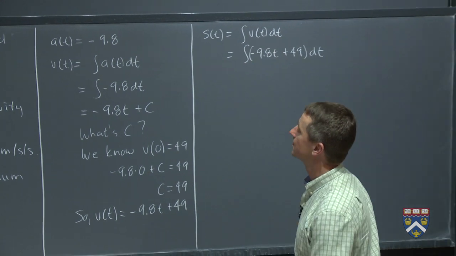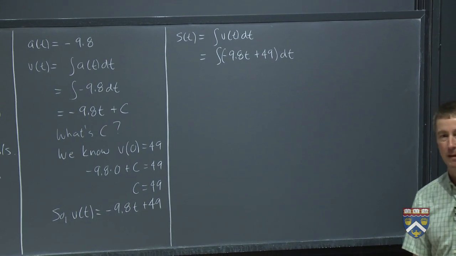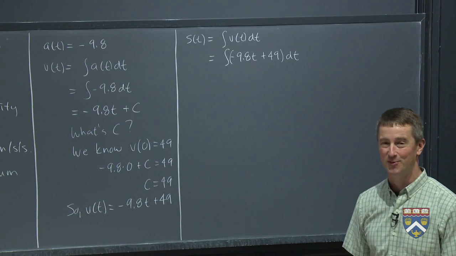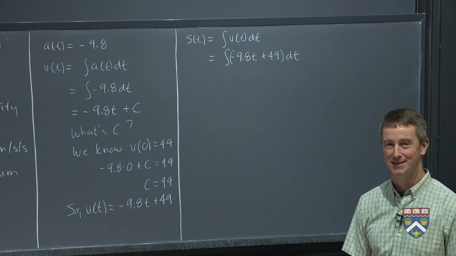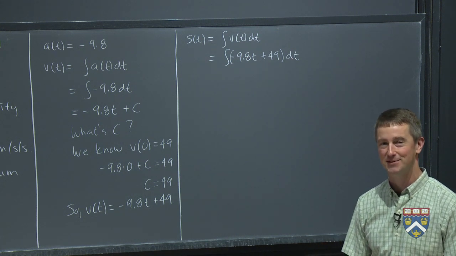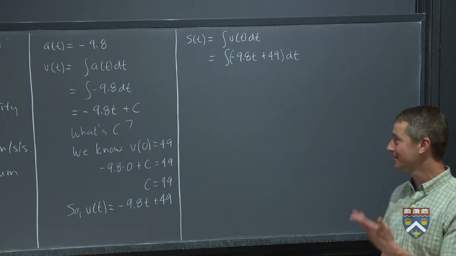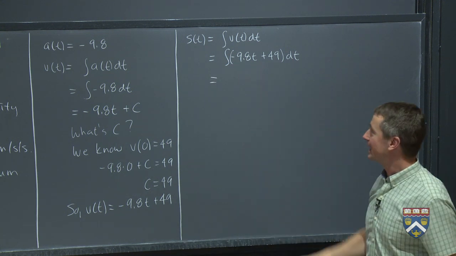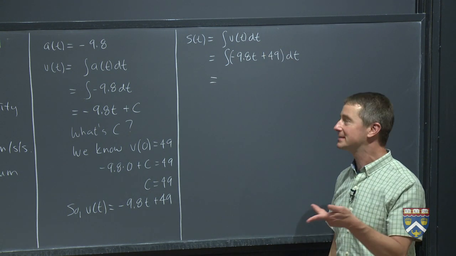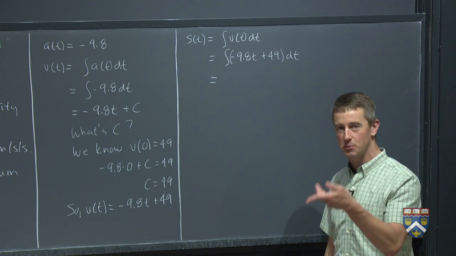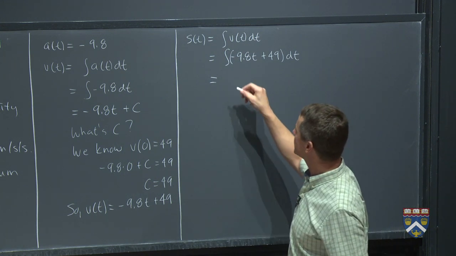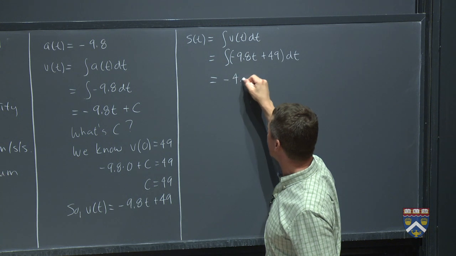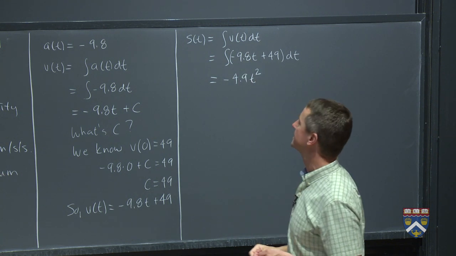You might also remember back then we promised you that if you had memorized some formula from your physics class for these sorts of equations, we would have enough calculus by the end of the semester to figure out where that formula came from. And here it comes. We integrate negative 9.8 t. This is t to the first power. So we add 1 to the exponent. We get negative 9.8 t squared over 2. And when we divide by 2, the negative 9.8 becomes negative 4.9, and then the t squared.